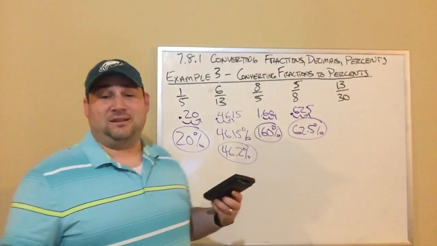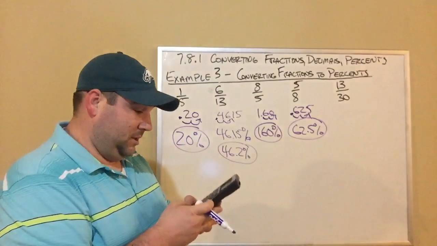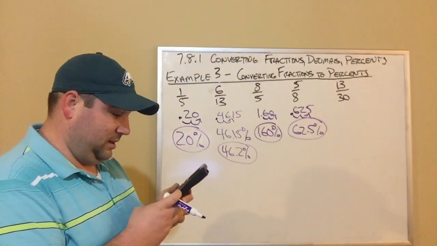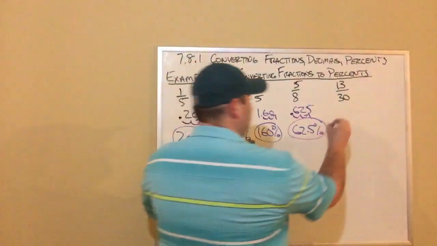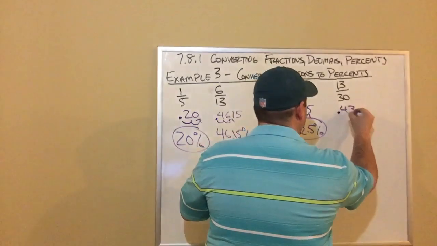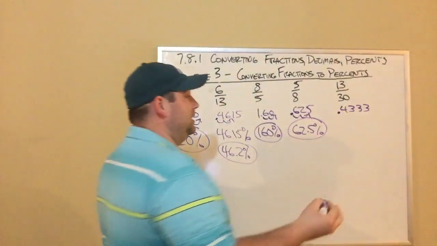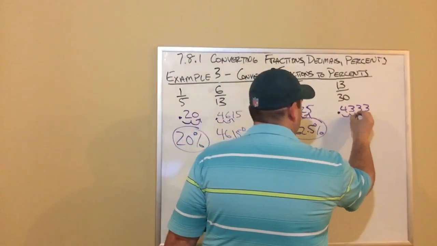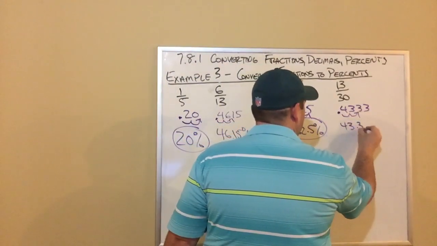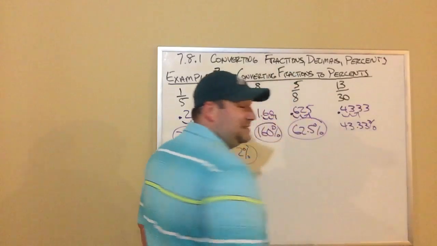Finally, 13/30. Again, I'm just using my calculator. Numerator divided by the denominator, top number divided by bottom. So 13 divided by 30. This is another one where it's a repeating decimal. I get 0.4333. Again, I do 4 digits after the decimal. Then when I move my decimal 2 places, 1, 2, 43.33%.